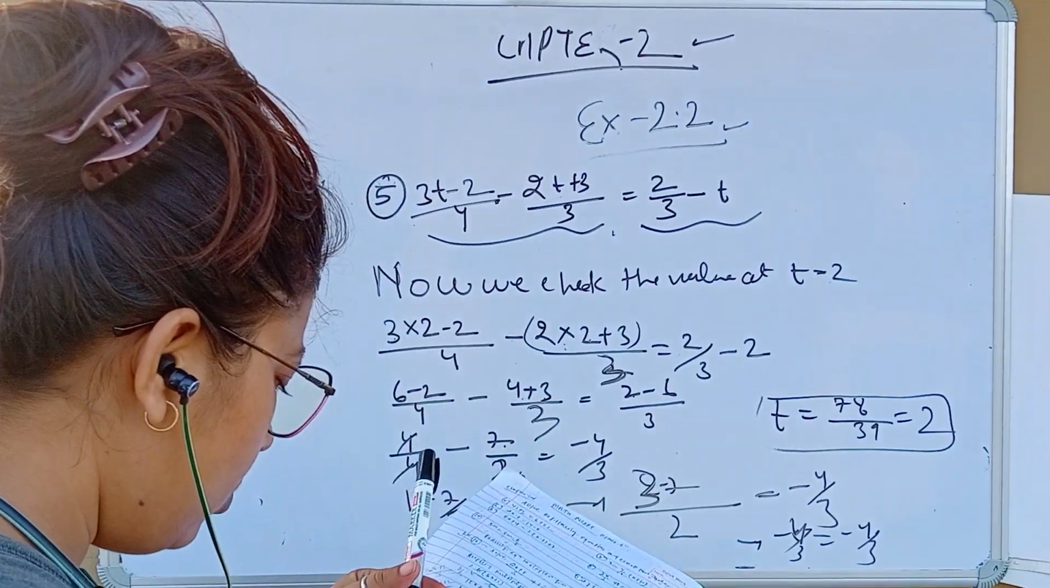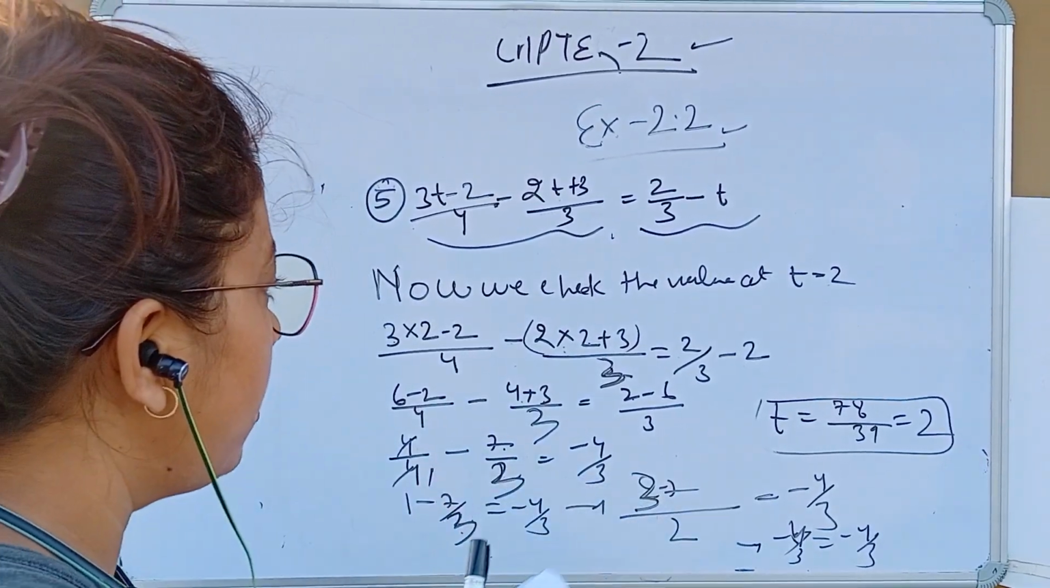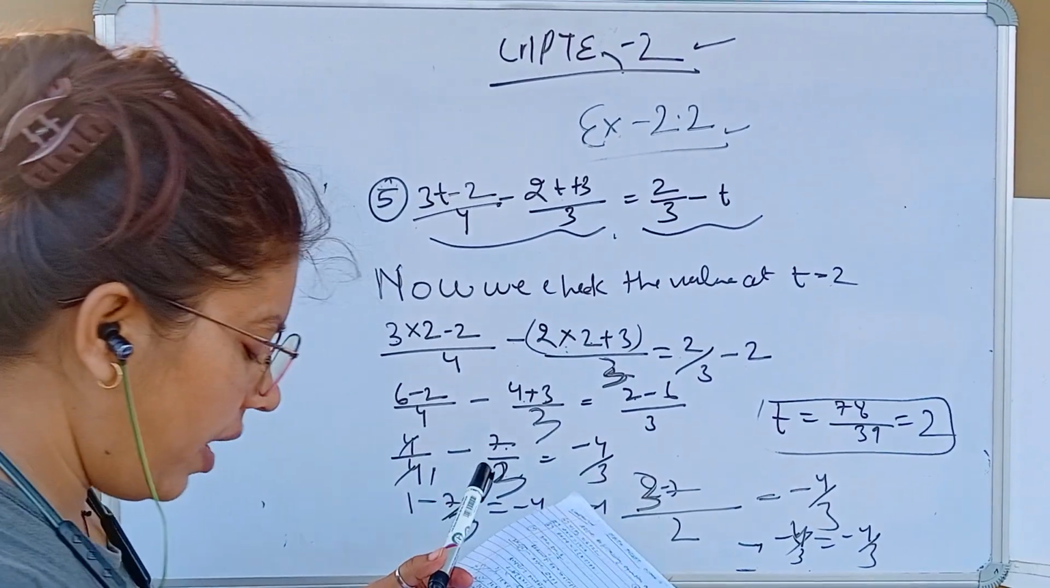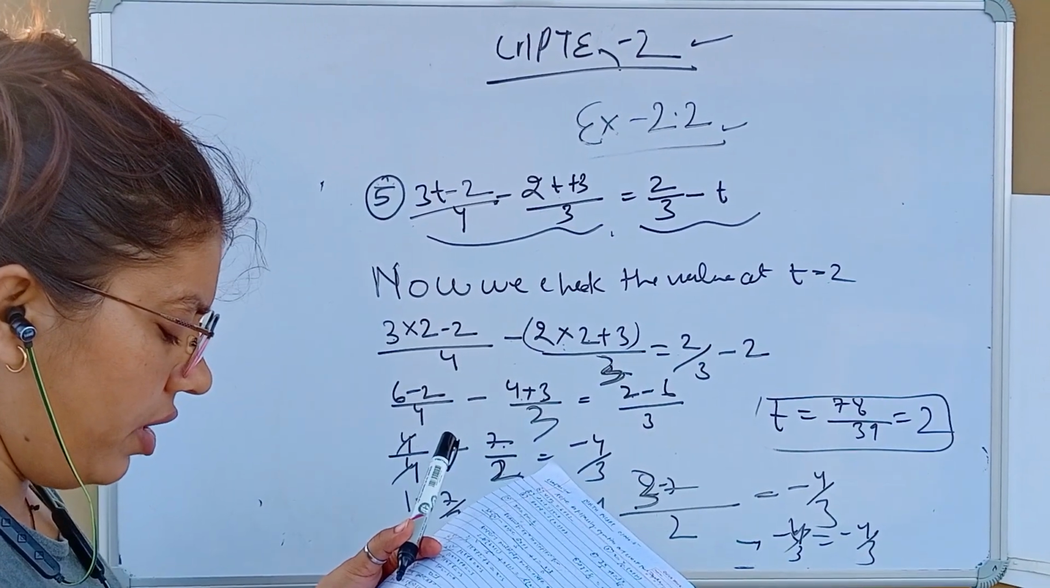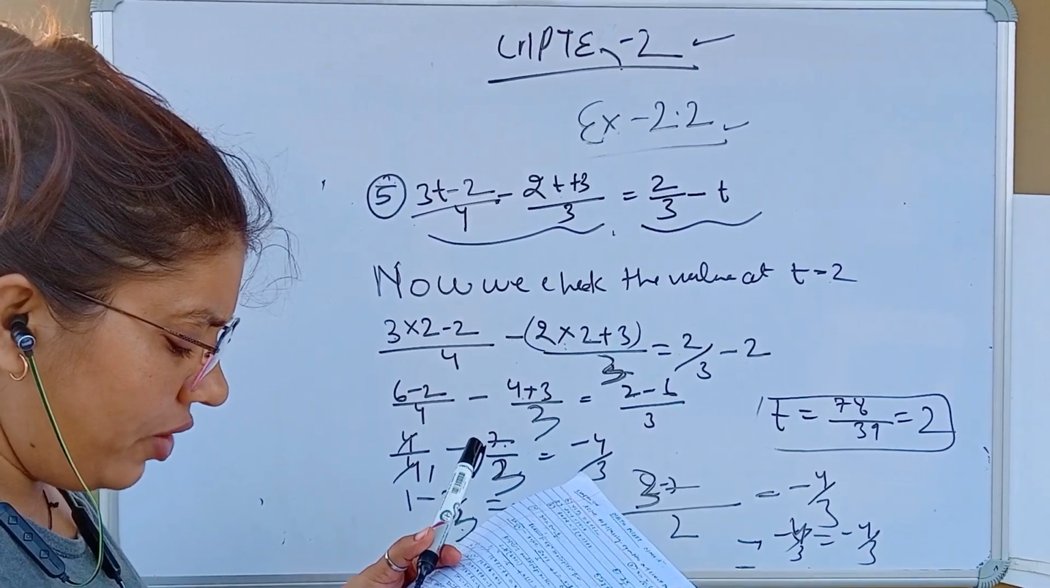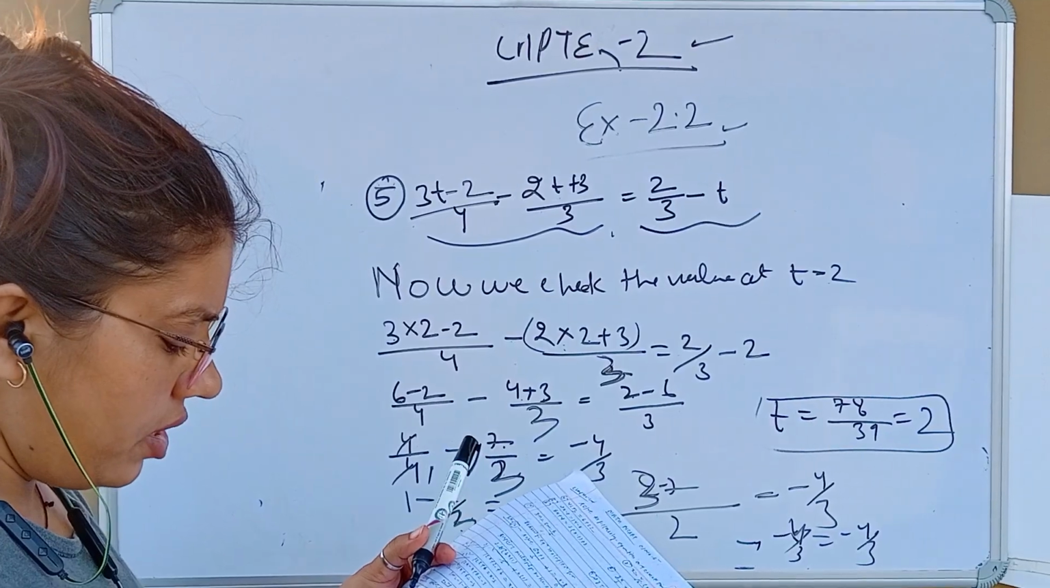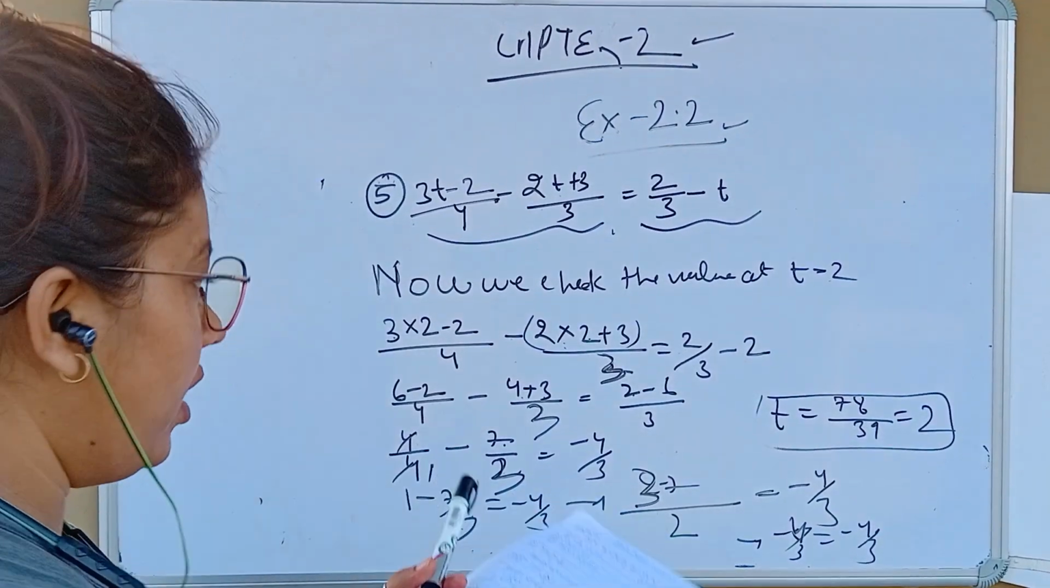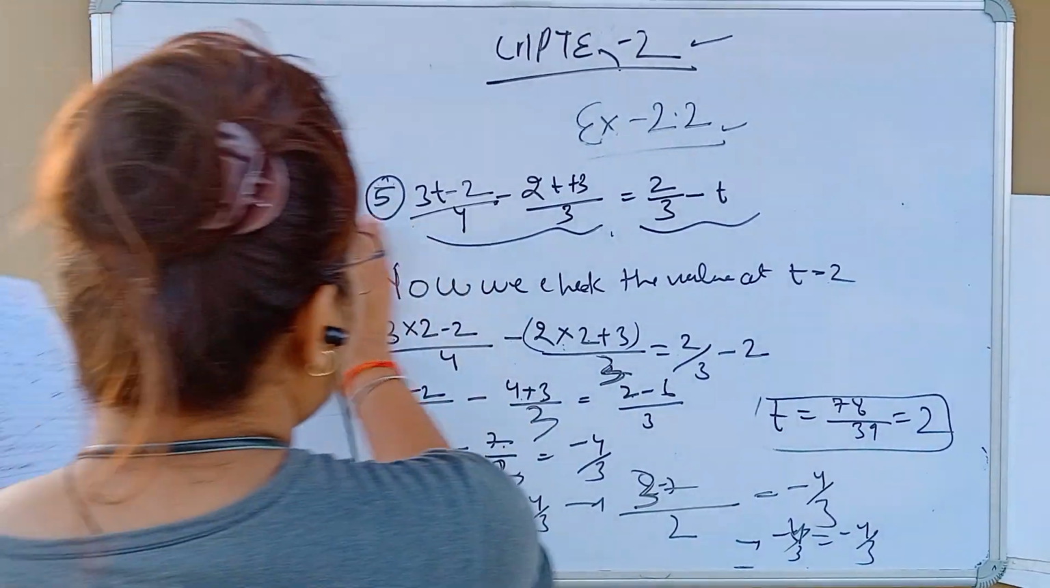Right now we discuss the sixth question. The sixth question is: m minus (m minus 1) divided by 2 is equal to 1 minus (m minus 2) divided by 3. So the sixth question is written here.